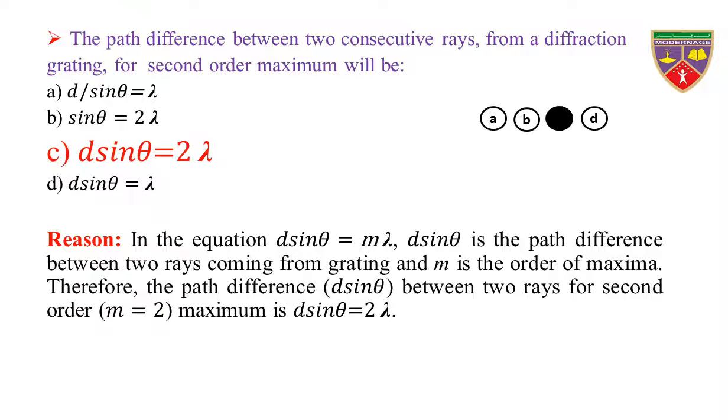Reason: in the equation d sin theta is equal to m lambda, d sin theta is the path difference between two rays coming from the grating and m is the order of maxima. Therefore, the path difference d sin theta between two rays for second order, m is equal to 2, maximum is d sin theta is equal to 2 lambda. Hence, the path difference will be d sin theta is equal to 2 lambda.